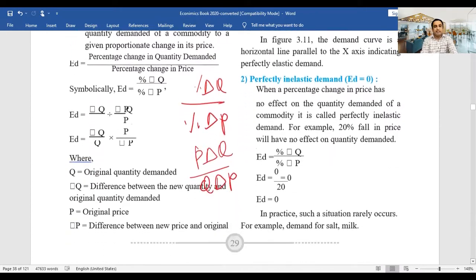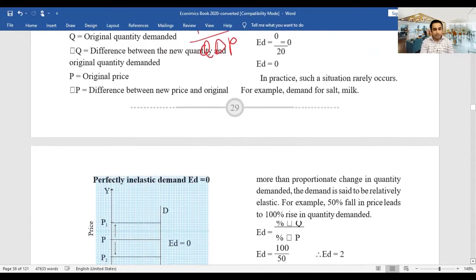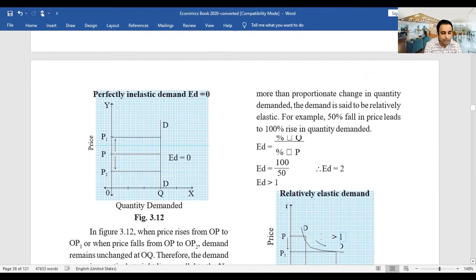Second, perfectly inelastic demand. Here percentage change in the price has no effect on the quantity demanded. It means that irrespective of change in the price, quantity demanded remains the same. So here the demand curve is a vertical straight line, which is parallel to the y-axis, and elasticity is 0.